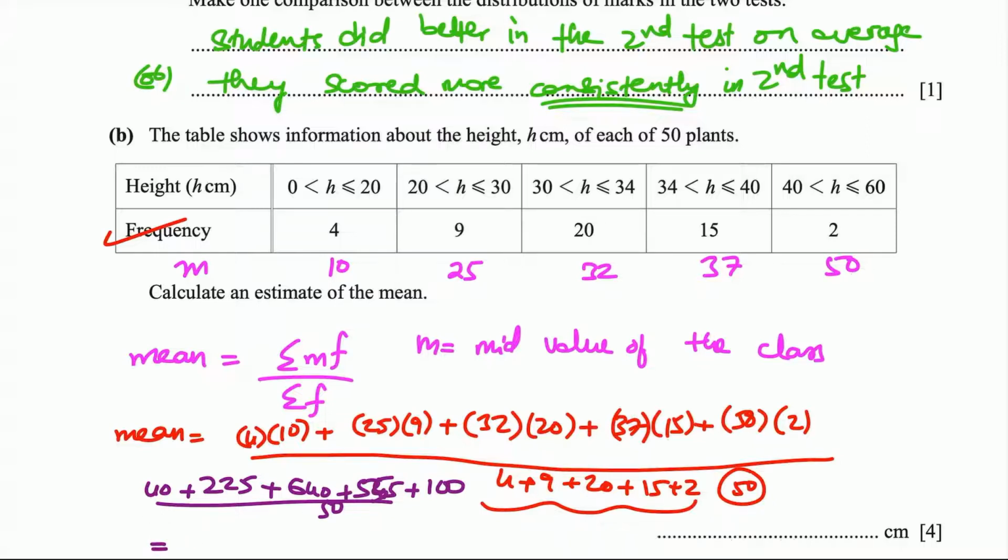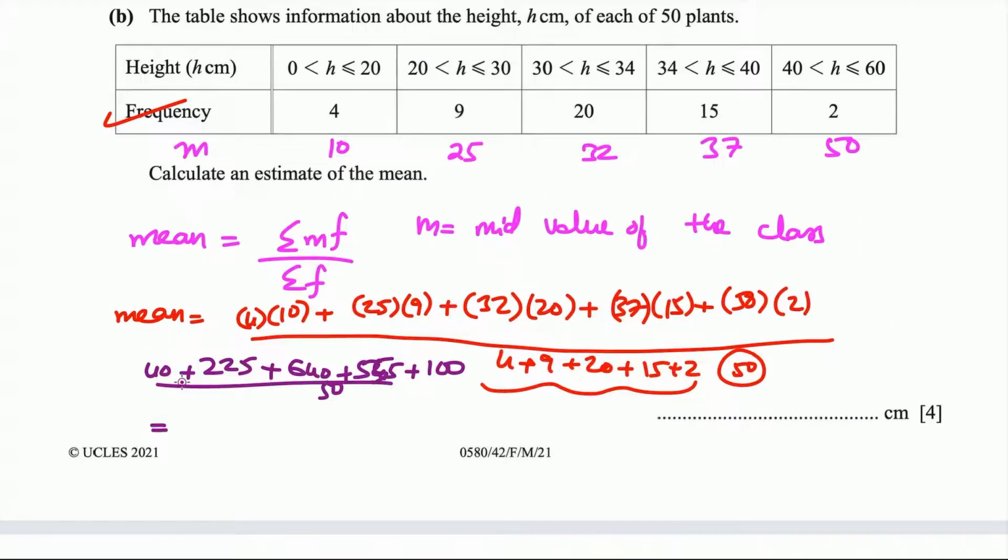And so what is the value that you will get? 40 plus 225 is 265, 265 plus 640 is 905, plus 555 is 1460, plus 100 is 1560, divided by 50. So this value is equal to 31.2. The mean is 31.2 centimeters. That finishes this problem. Always remember, when you are given a grouped data table, for the mean you need to calculate the mid value of the classes. Otherwise you'll get it wrong. Be very careful.